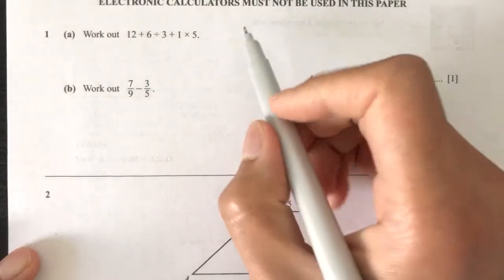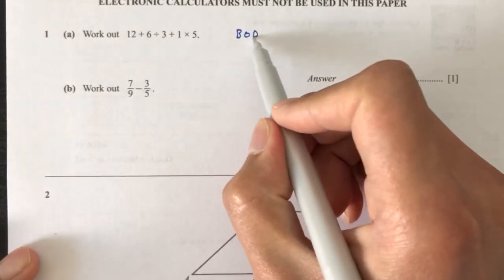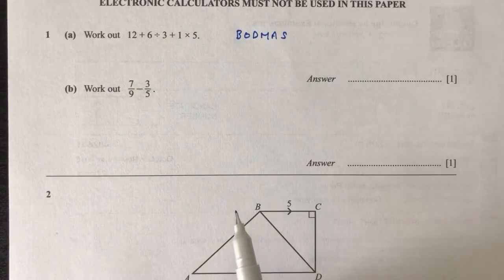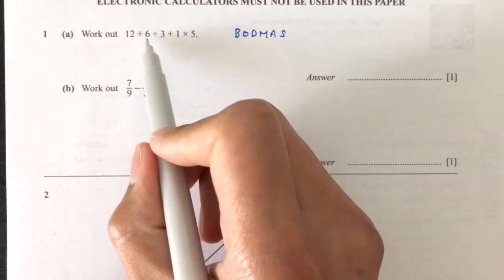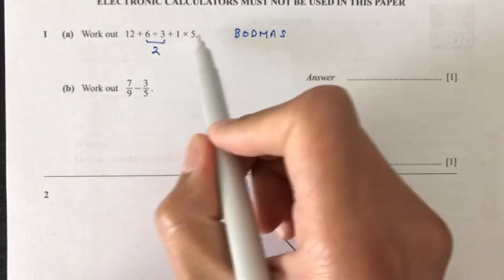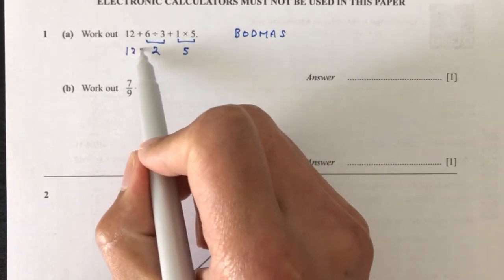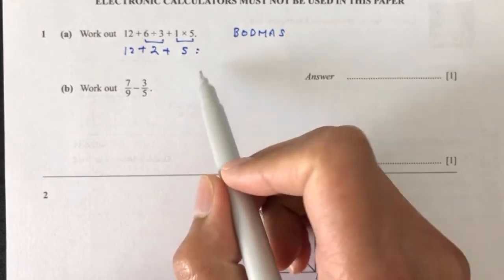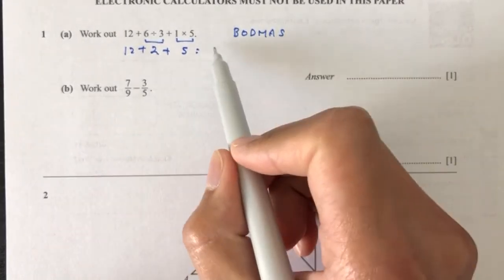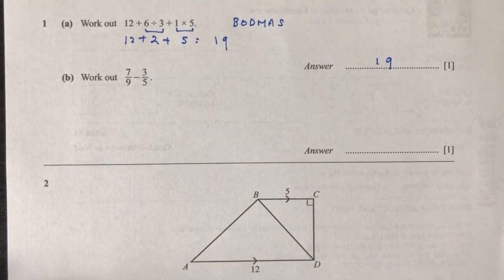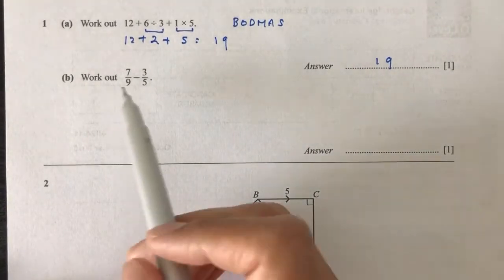So here we have to follow the rule of BODMAS. We first have to do division and multiplication. So 6 divided by 3 will be 2. 1 times 5 is 5. And then we have 12 plus 2 plus 5. That will give me 12 plus 7, which is 19. So part A, 19.